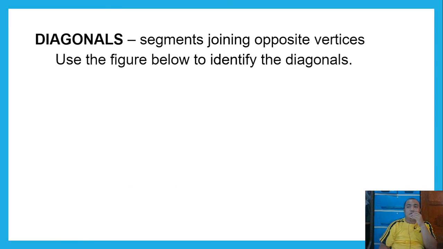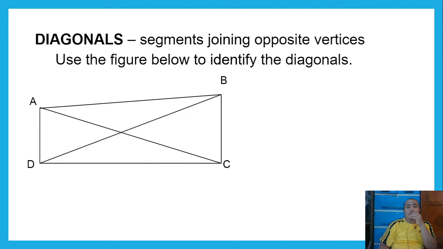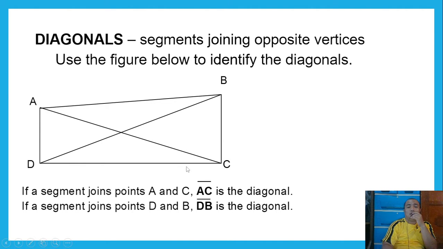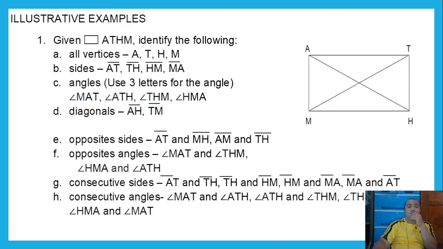Another term related to quadrilaterals is diagonal. What is the diagonal, or what are diagonals? Diagonals in a quadrilateral are segments joining opposite vertices. Use the picture below to identify the diagonals. What are the diagonals in quadrilateral ABCD? It's very easy. You just join opposite vertices A and C. That's a line, so AC is a diagonal. Join opposite vertices B and D. BD is also a diagonal. So segment AC and segment DB are diagonals in quadrilateral ABCD.